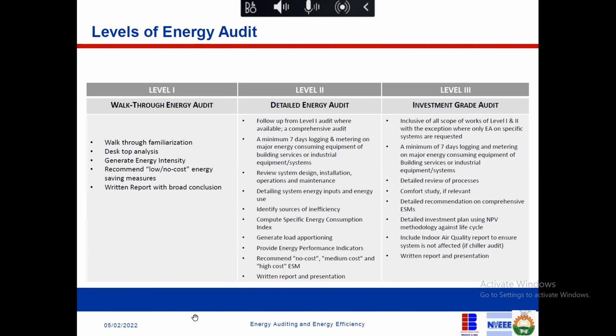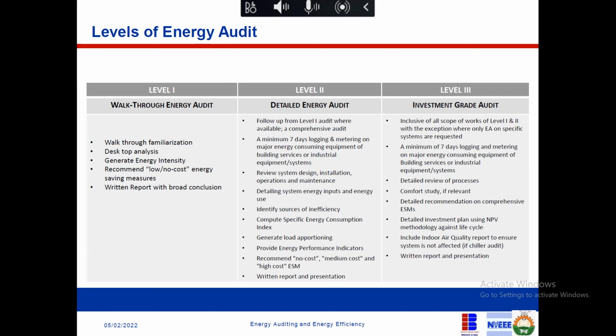Another question. Go ahead. Is it possible to eliminate level 1 when carrying out audits, especially when you know that most panels come with a digital multimeter, and you can measure energy directly from the panel? The kilowatt hour, everything can be measured. Is it possible that one just jumps to level 2 directly? Yes, that's a good question, sir. But if you look at it, level 2 starts with a follow-up from level 1. So it's yes and no, both ways.